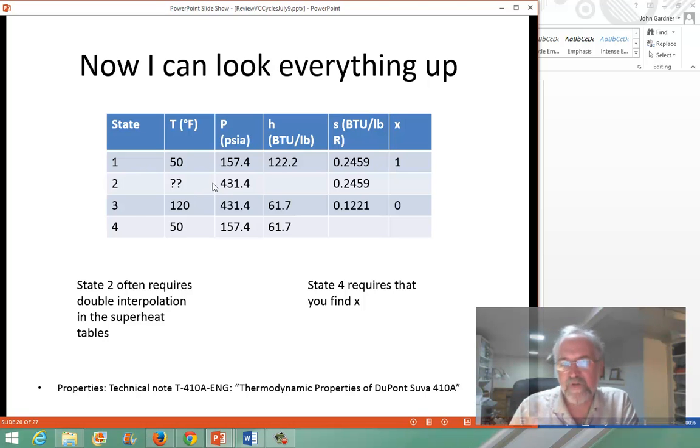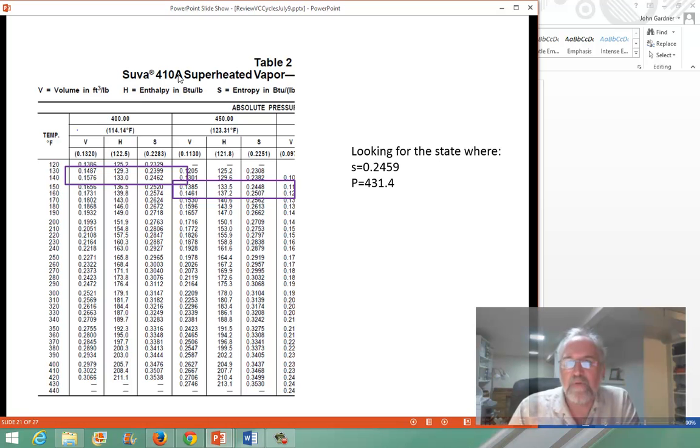So we go into what's called the superheat tables, the part outside the saturation region. So here are the superheat tables for 410A, and you can see we've got it at 400 psia and 450 psia. We're at 431, so we're going to be somewhere in between those two. And we go down the entropy columns. Remember, we're looking for an entropy of 2459. And we say, well, we're between these two, between 130 and 140 on the 400 psi. But we're over here between 150 and 160 on this one.